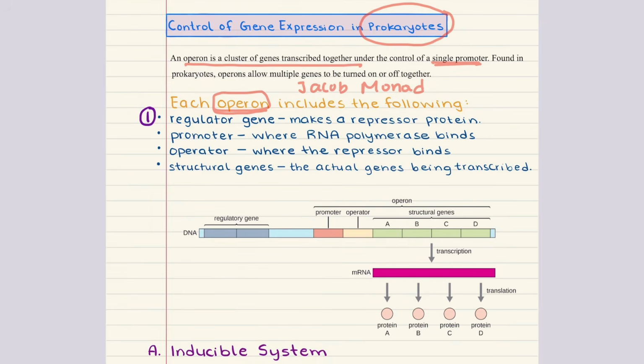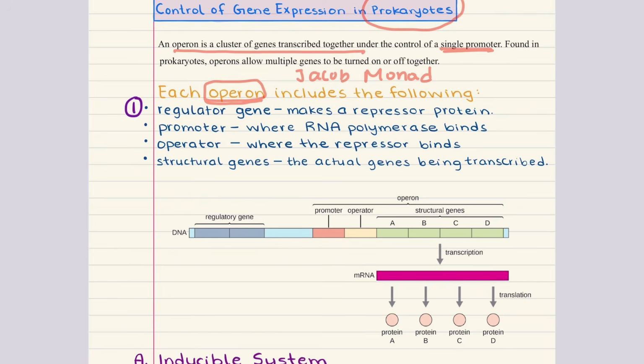The first is the regulator gene. This gene isn't part of the operon itself, but it's located nearby. What it does is code for a protein called a repressor. The repressor protein is going to be responsible for turning the operon off when it's not needed. The second important component is the promoter. This is the sequence of DNA where RNA polymerase binds to start transcription. So it's important for initiating gene expression. Third, we have the operator. This is a region of DNA that's going to be located between the promoter and the structural genes.